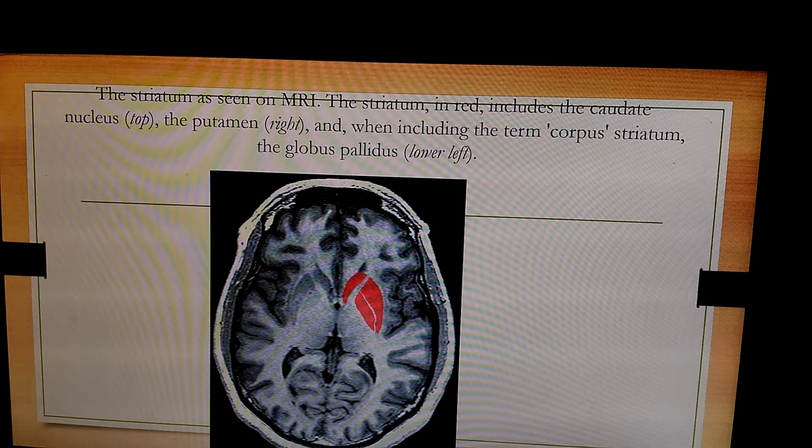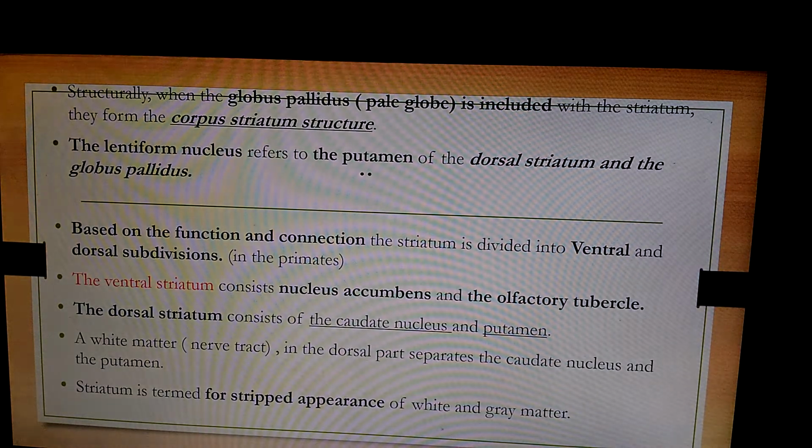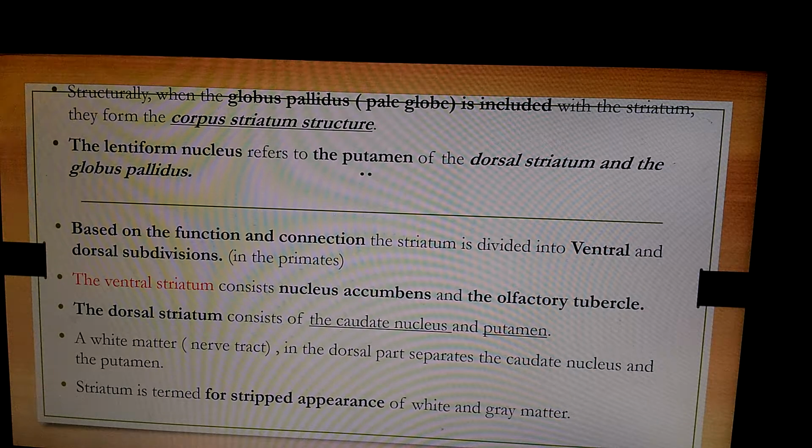The striatum, as seen on MRI, the striatum in red includes the caudate nucleus, top, the putamen, right, and when including the term corpus striatum, the globus pallidus, lower left. Structurally, when the globus pallidus, pale globe, is included with the striatum, they form the corpus striatum structure. The lentiform nucleus refers to the putamen of the dorsal striatum and the globus pallidus.